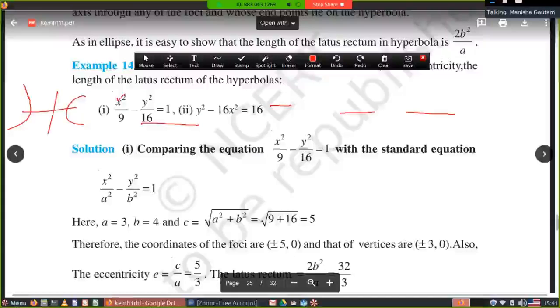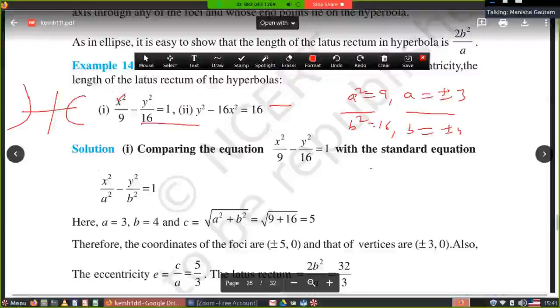Okay. So A square is equal to 9 and A is equal to plus minus 3. B square is equal to 16 and B is equal to plus minus 4. Yes, one thing you must remember. In the case of ellipse, we get the value of C as under the root a square minus b square.